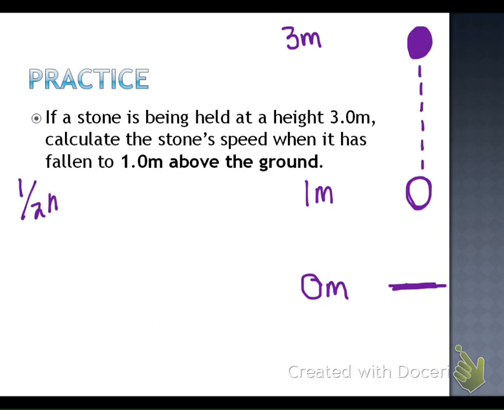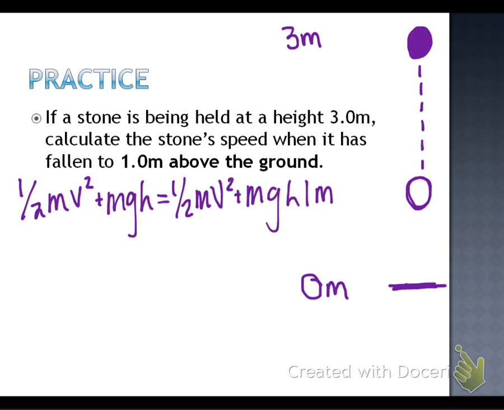So we know that 1/2 mv squared plus mgh equals 1/2 mv squared plus mgh. Okay, so let's start thinking about these terms. What's this 3 meters tell us right here? Okay, so what variable might it give us? Height initial or height final? Initial. And at its starting position, it's 3 meters. Does it have any kinetic energy? No. So we're just going to put a 0 in for that.